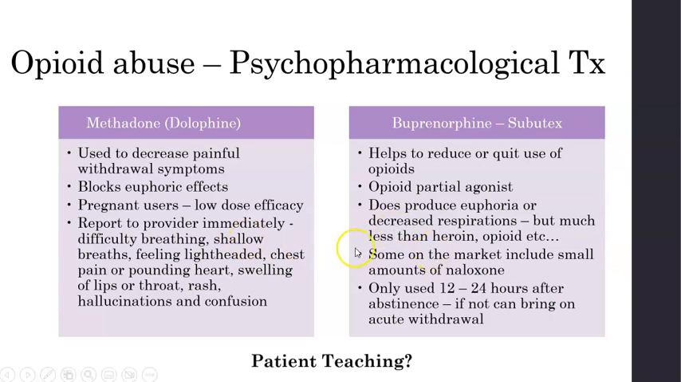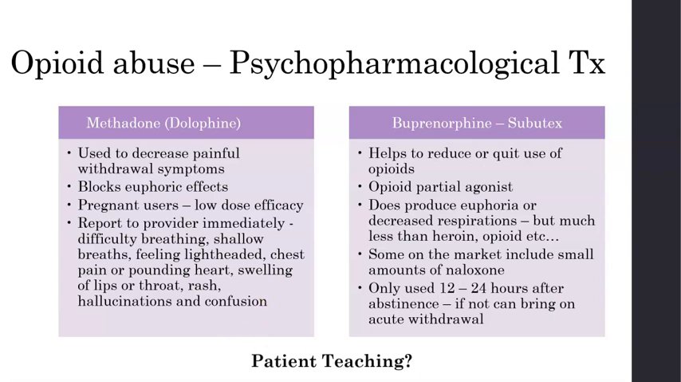Both of these, we can use to detox the patient, but then also in that maintenance phase, once I have gotten you detoxed and you've withdrawn from the substance, you can stay on methadone or buprenorphine long term to help. It blocks the euphoric effects of opiates. You still get a little bit of a high, but it's not the same.